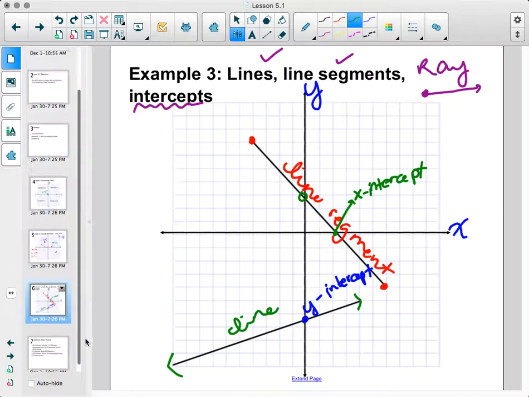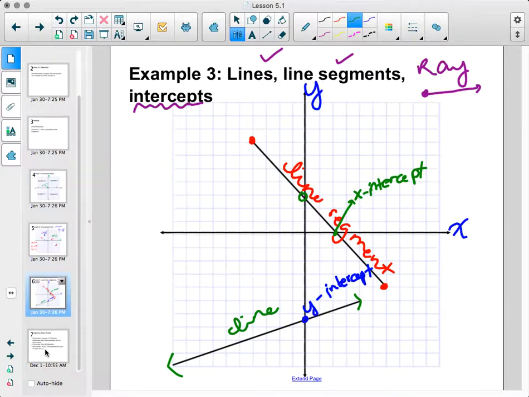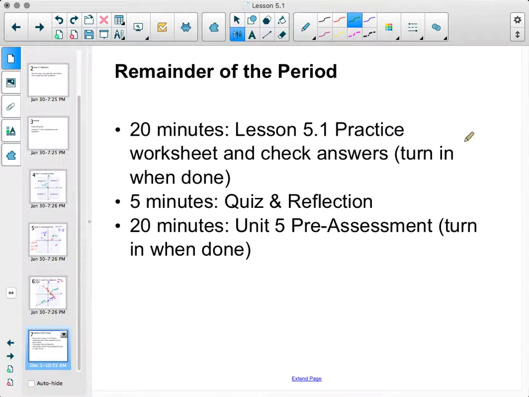Okay, and that's it for today. So hopefully you've taken some good notes. You know what those words mean. What you're going to do for the rest of the period: we've just done the lesson, sorry. Now I'd like for you to do about 20 minutes or so, see how long it takes you, of the practice worksheet that the substitute will give you, or I will give you, and go ahead and check your answers. They are posted on Google Classroom. Okay, and please turn this in when you've finished.